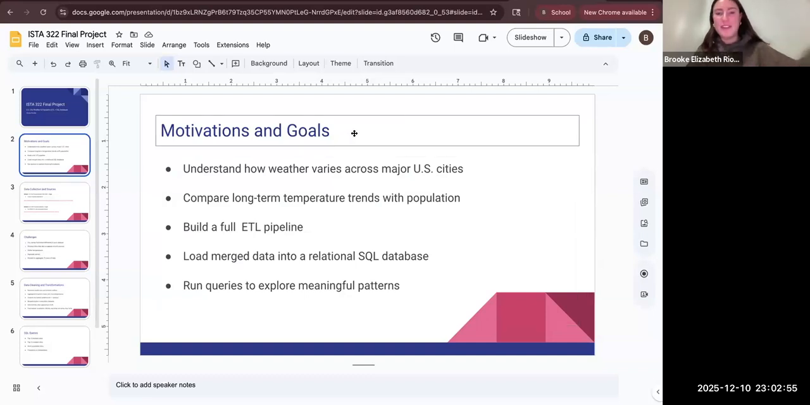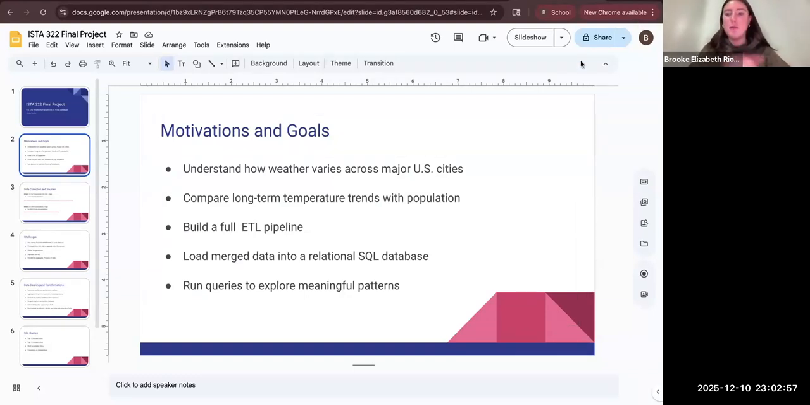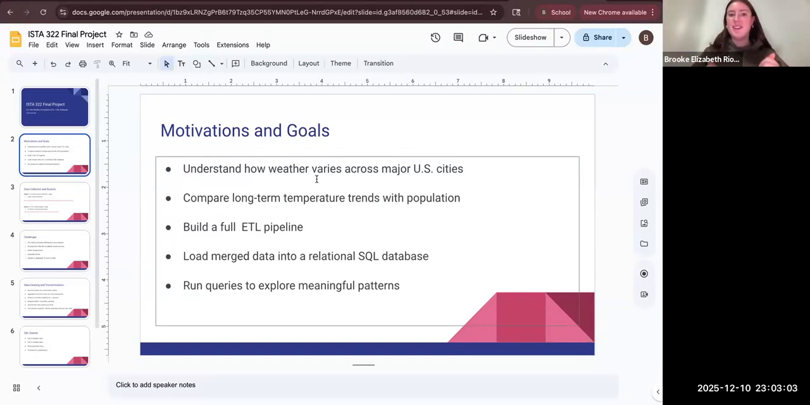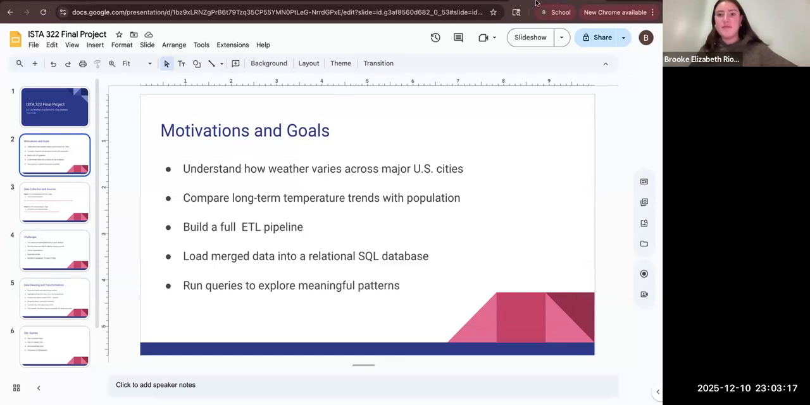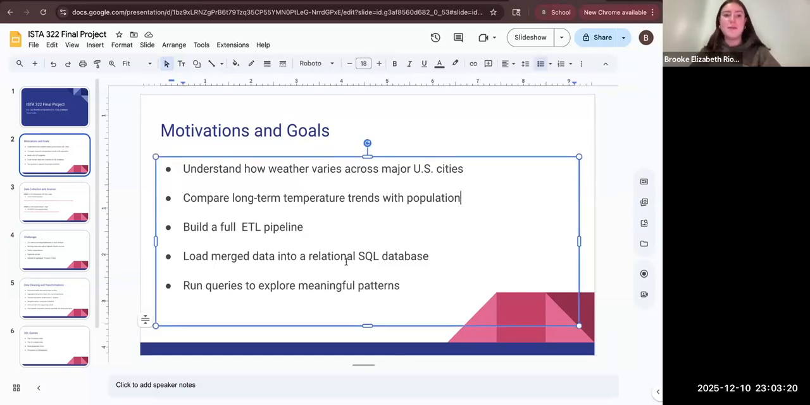So we live in Arizona. I feel like a lot of people talk about how they move for the weather. So I wanted to understand how weather varies across US cities and compare the long-term pressure temperature trends with population, and if there's any correlation to if warmer cities have a denser population or if colder cities do. And I want to build a full ETL pipeline, and I want to load merged data into the SQL database and run queries to explore meaningful patterns.